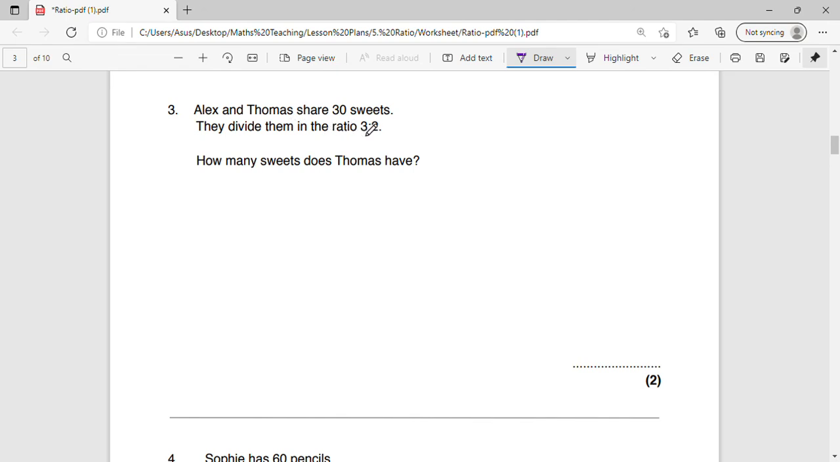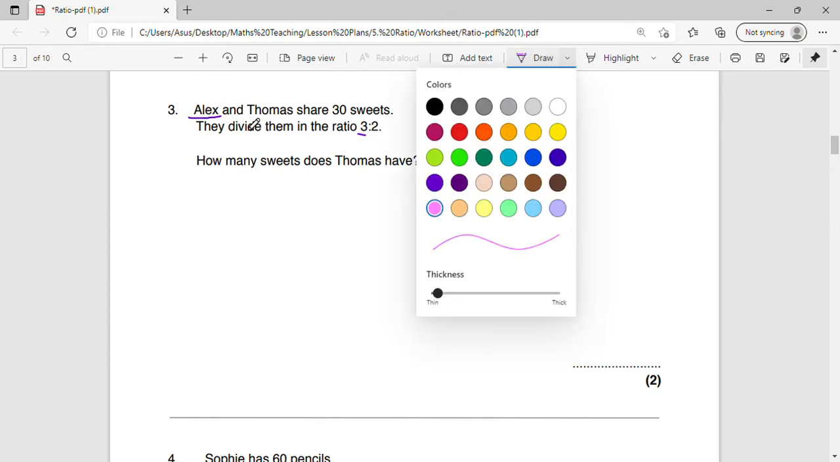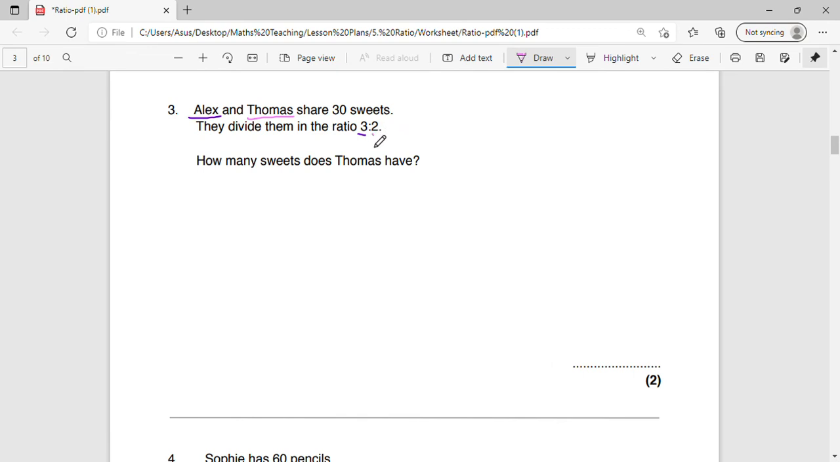So remember, when we use ratios, the first number goes with the first person we mentioned. So the 3 represents Alex's proportion. Alex's portion is 3 and Thomas's is 2. So use some color here to help you. Alex goes with 3 and Thomas goes with 2. Alright, so Alex's number is 3, Thomas's number is 2.